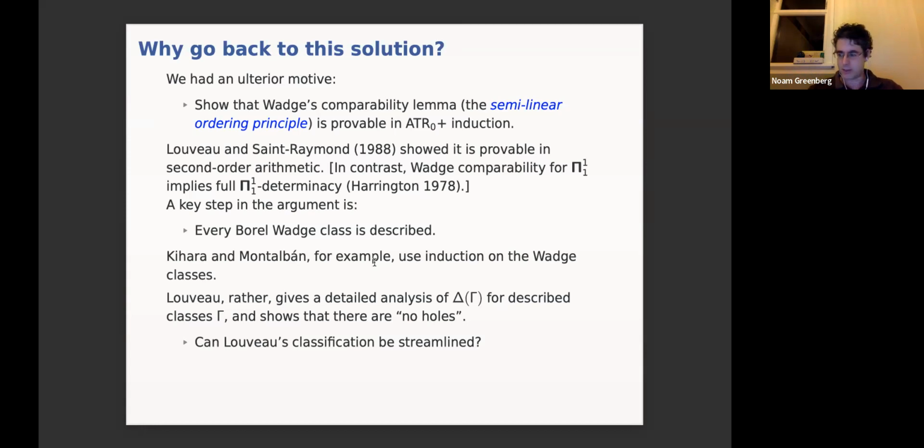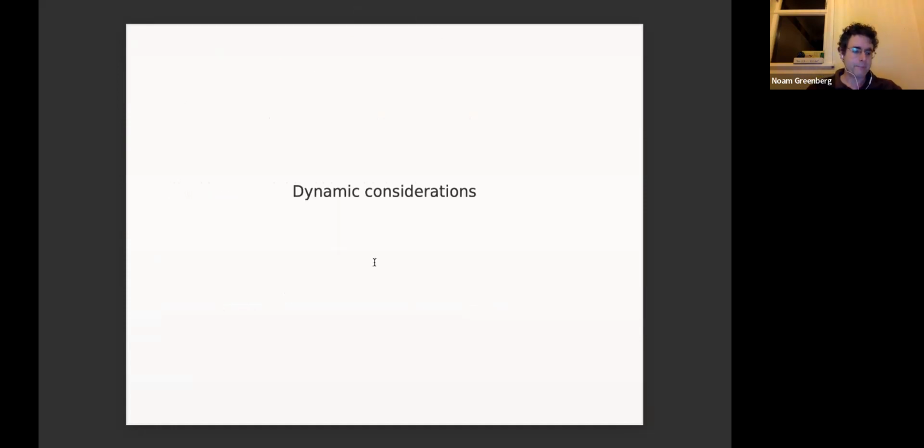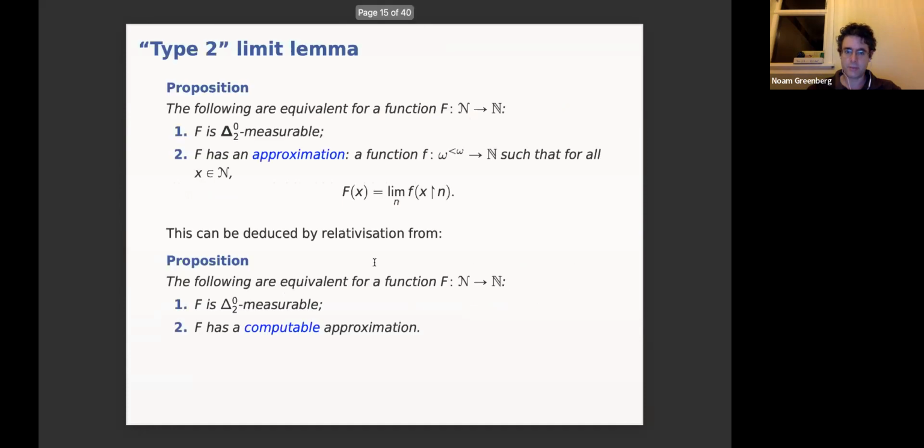Louveau's classification is fairly complicated. The proof that the classification works is fairly complicated, so the first step was that we wanted to use it, so we wanted to understand it. Then we felt that to understand it better, maybe we can streamline it, can we actually spell out what makes it work. And we're interested in it from the point of view of computability theory. So we want to really understand all of these set theoretic arguments through dynamic lenses.